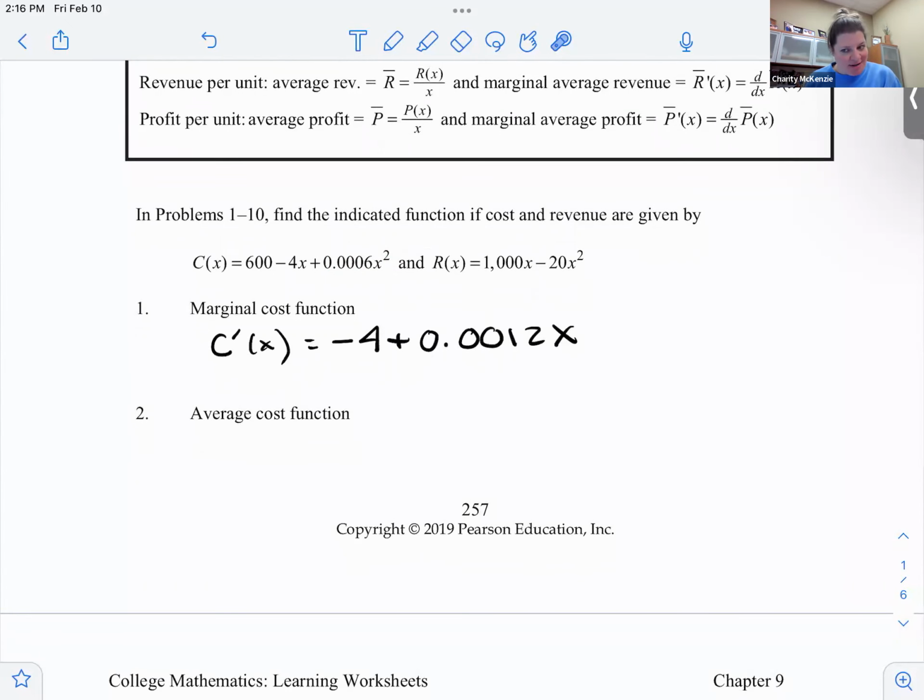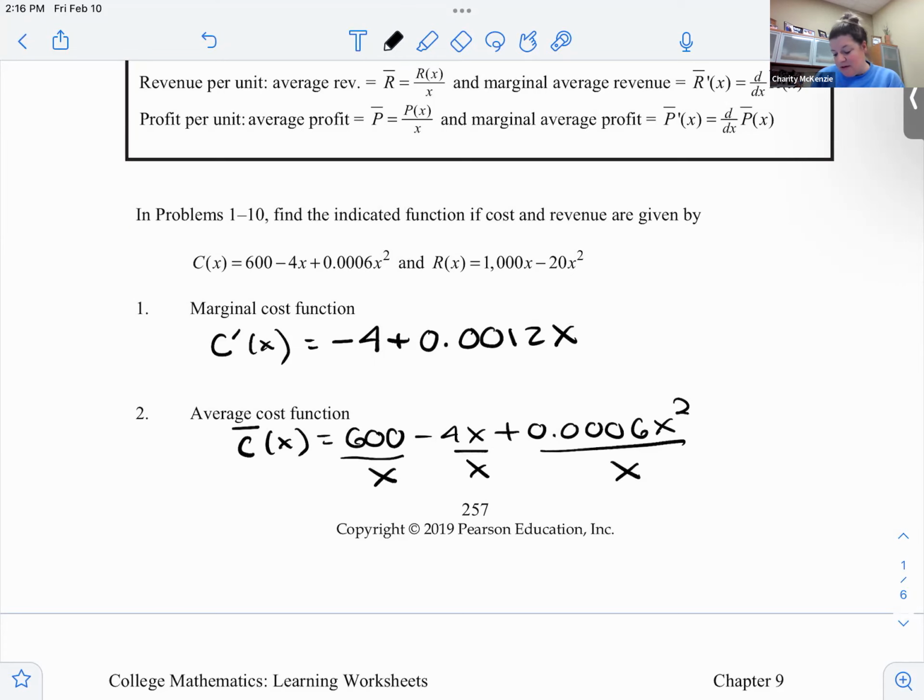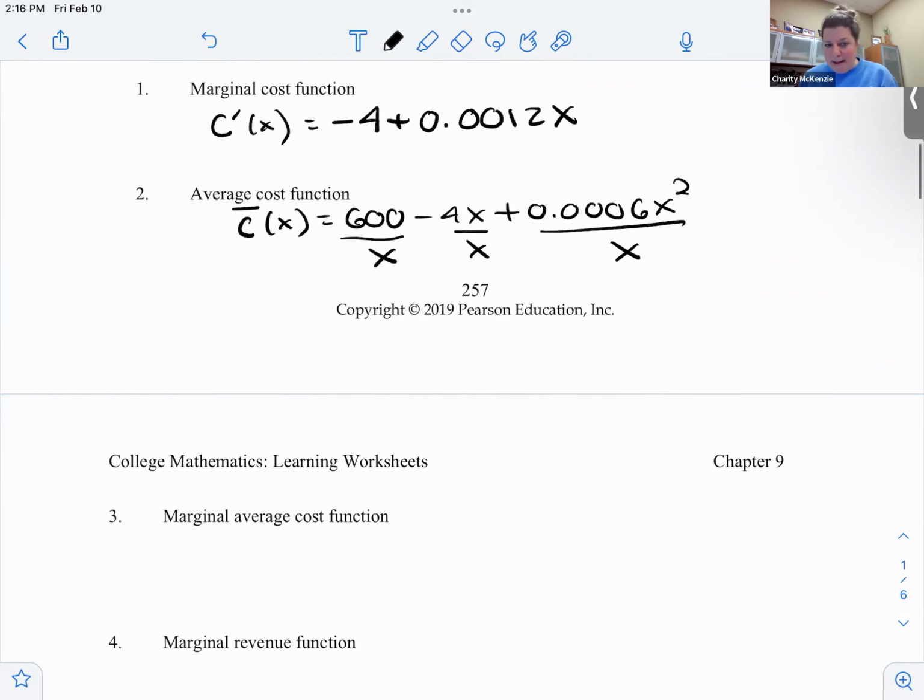What's your average cost function? No marginal. If it has no marginal, you're just doing the average of the regular cost function. The regular cost function looks like 600 minus 4x plus 0.006x squared. To turn this into the average, I'm going to divide every single term by x. You could put it under all of it, but you can't simplify, and then you can't take the derivative. We like to break up our x's because we need to be able to take the derivative, so then we don't have that extra step you had to do in 9-5. We could simplify these if we wanted.